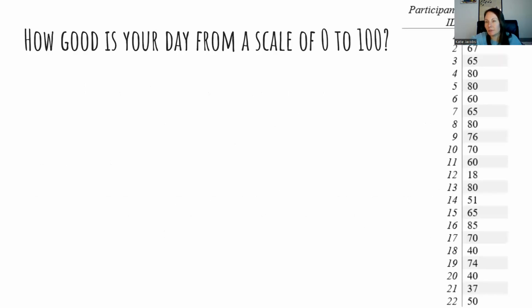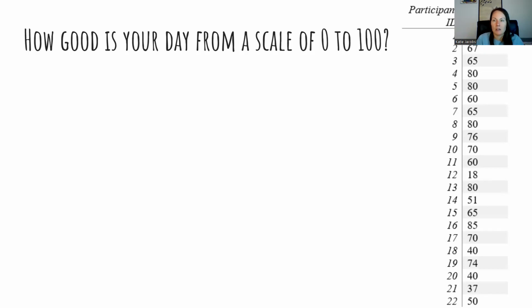Okay, so we have an example here. We see here, how good is your day from a scale of 0 to 100? I have this data set here. So participant ID, again, those numbers just tell us that that represents some participant. Each of these people have a name, but we do that to keep the identity of our participants safe.